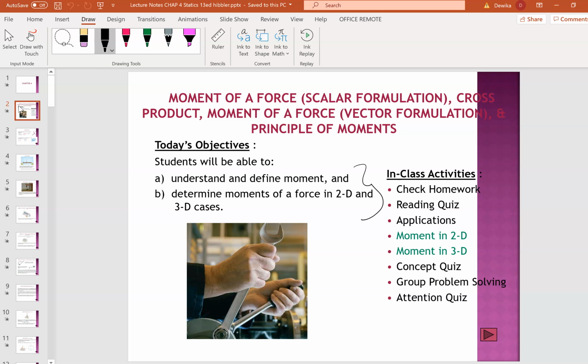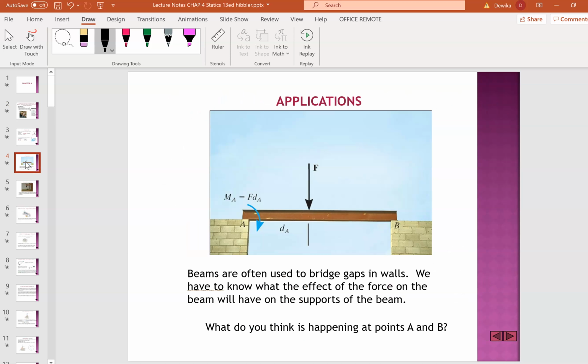So at the end of the lecture, you should be able to understand and define the moment, and determine the moment of the force in 2D and 3D cases. Initially we will look at the 2D cases.